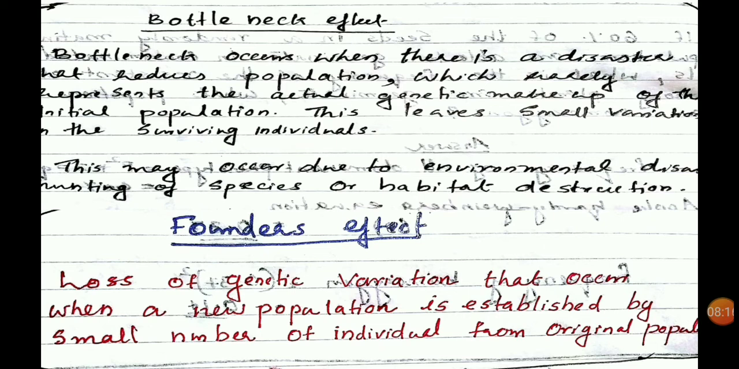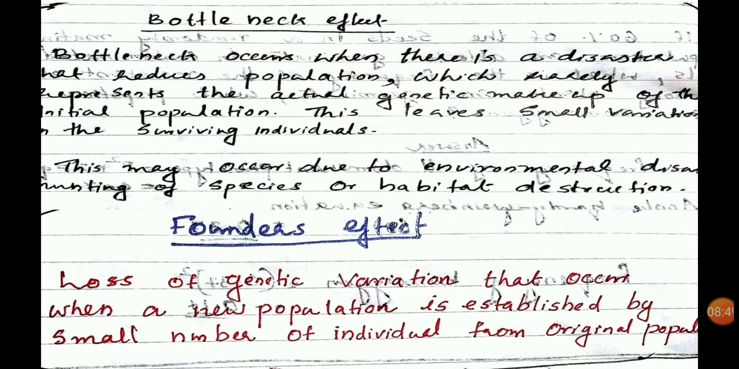The bottleneck effect is caused by disastrous conditions, such as an earthquake or a flood. In this condition, the surviving population does not represent the actual genetic makeup of the initial population. This leaves small variation in the surviving individuals. This may occur due to an environmental disaster, species loss, or habitat destruction.